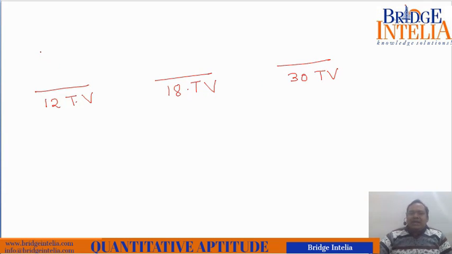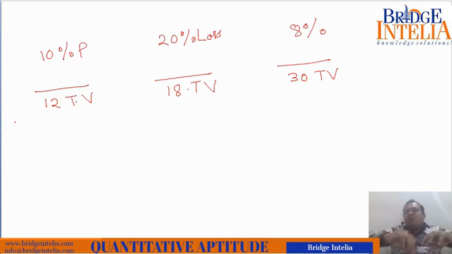On day 1 you gained 10% profit. On day 2 you suffered a loss of 20%. On day 3, let's suppose you made a profit of, let's say, 8%. If somebody asks what is the overall profit or loss, you have to combine and merge all these three and recalculate the average. In these kinds of questions, you apply the concept of weighted average.